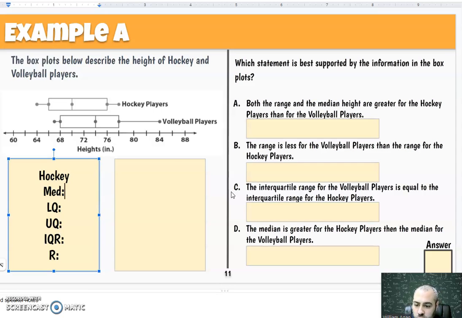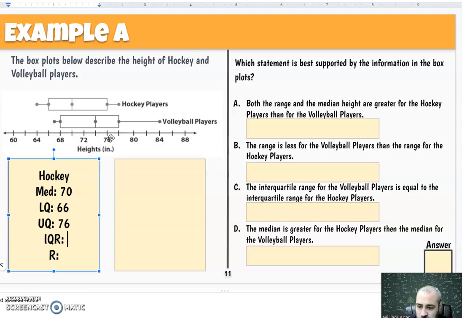Alright, so first, for the hockey players, the median is right there. It's halfway, it's on the line that's between 68 and 72. And I said that's right at 70. So my median is 70. Okay, the lower quartile for the hockey players is this line right here, which is between 64 and 68. That's going to have to be 66. The upper quartile is right here. Okay, well, that one at least has a number at it. It's going to be 76.